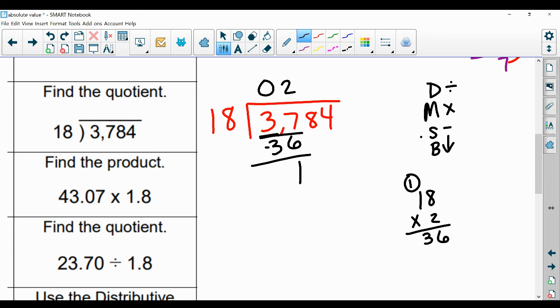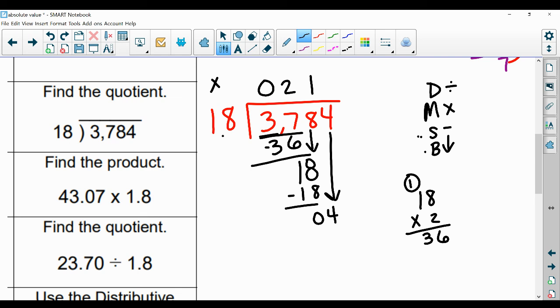So after I subtract, I bring down. So I bring down my 8, have 18. 18 will go into 18 one time. So 1 times 18 is 18. My next step is to subtract. 18 minus 18 is 0. My next step is to bring down. Well, now I have 4.